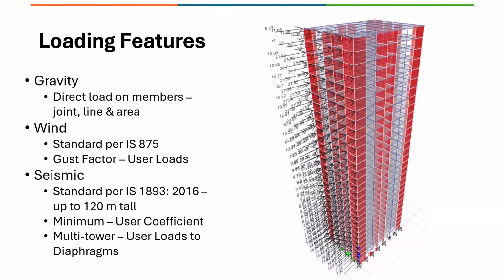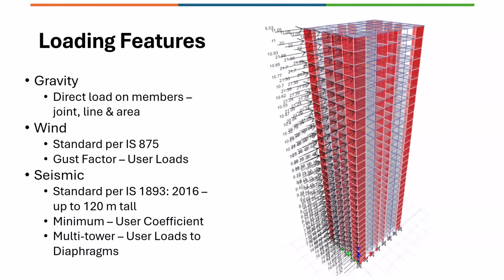So let us assume we have created the model, the one we are seeing in the picture. And then we have to apply the loads. So the member loads to the floors and beams, you can directly apply them to these members; joint, line, and area load types are available. We can apply it as usual.